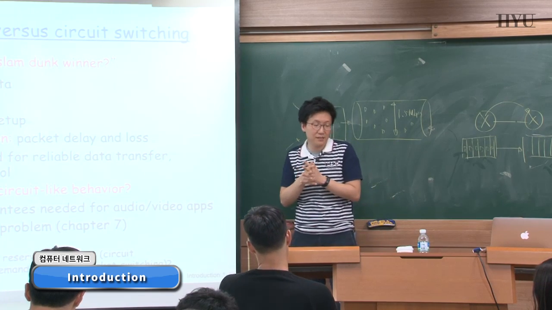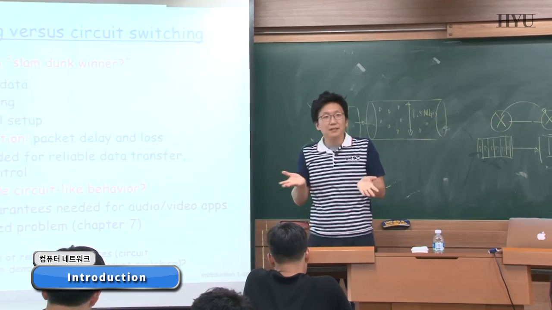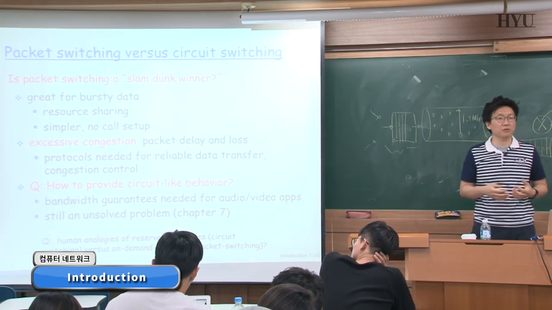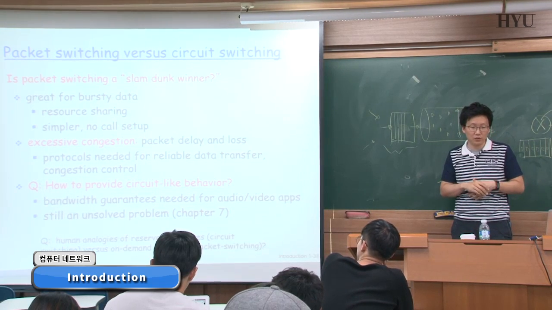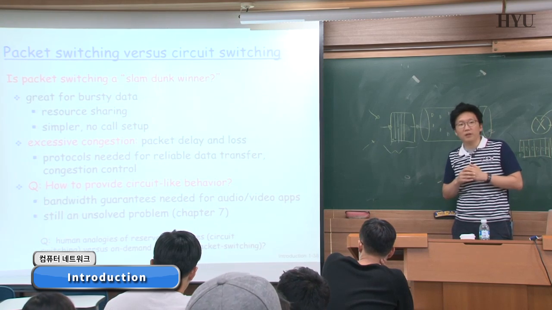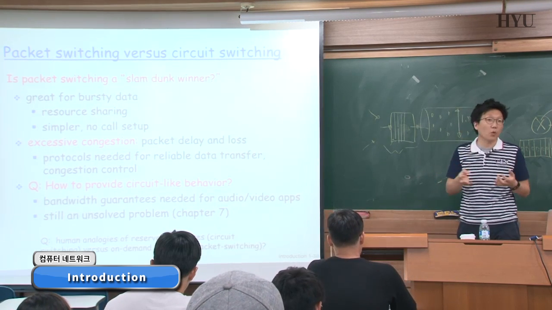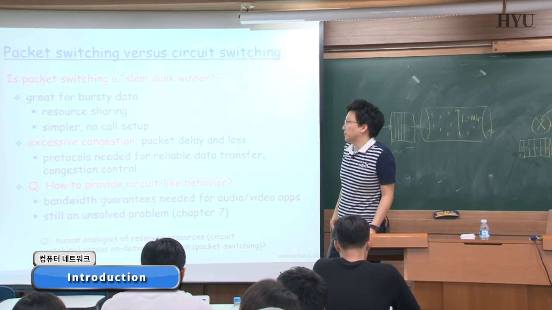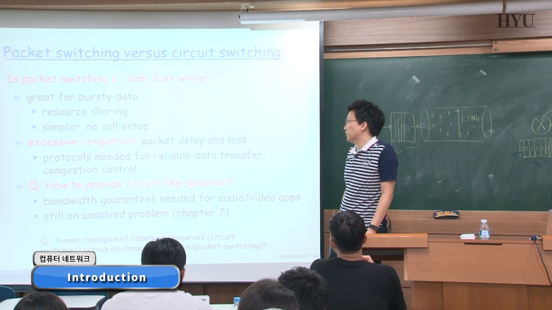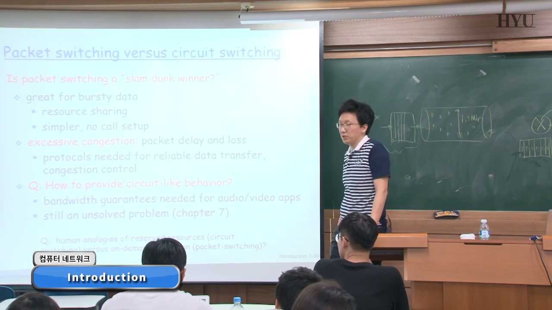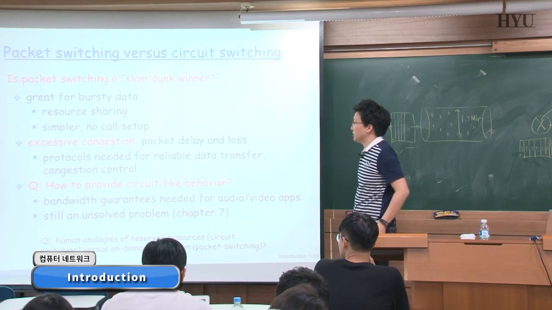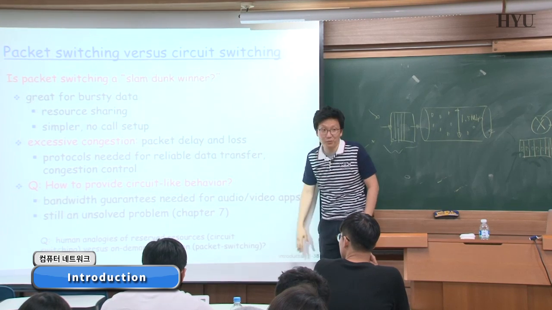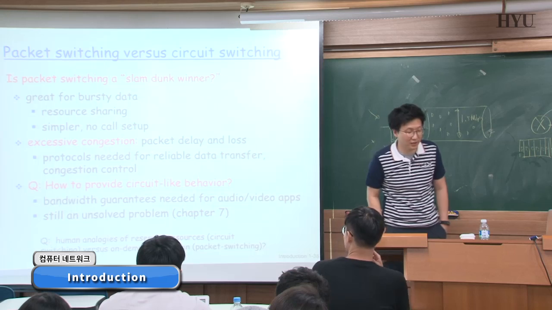Is packet switching the winner? It's certainly useful for cases like bursty data. If you want to share the resources among many users, packet switching is the way to go. However, we cannot guarantee a certain quality all the time. So: excessive congestion, packet delay, and losses. Protocols are needed for reliable data delivery. Congestion control mechanisms must be discovered. How to provide circuit-like behavior? We want to make packet switching behave like circuit switching, with guarantees.